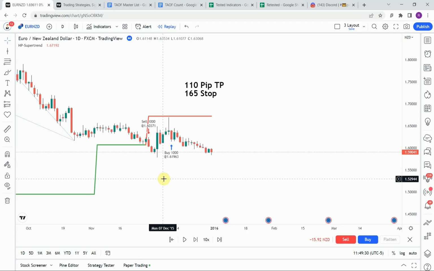Today we will be testing the Harmonic Pattern Supertrend indicator.